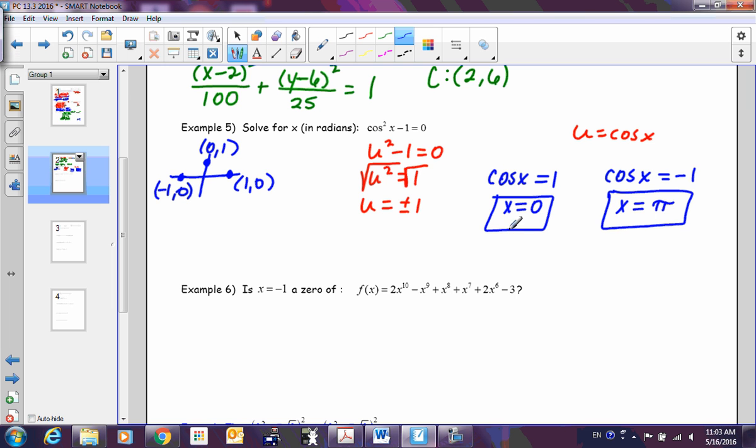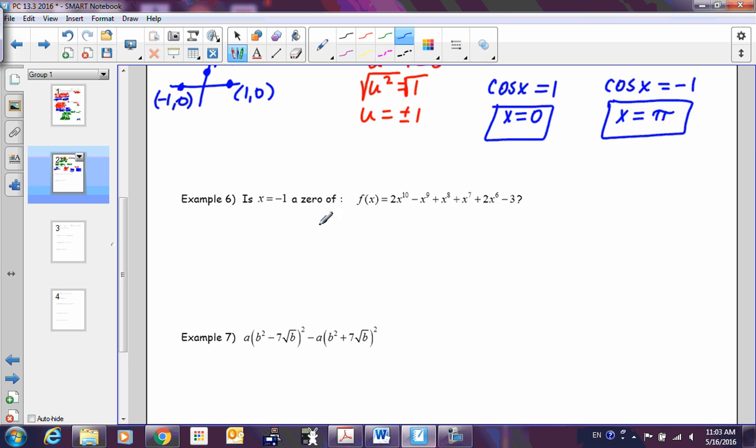Now, there are actually infinitely many answers to this. So typically in calculus, they're going to give you a time frame, usually 0 to 2 pi. And so if you were thinking, hey, if we went around the circle, we'd get that same answer. You're right, you would. So that's why I only have to list these two.